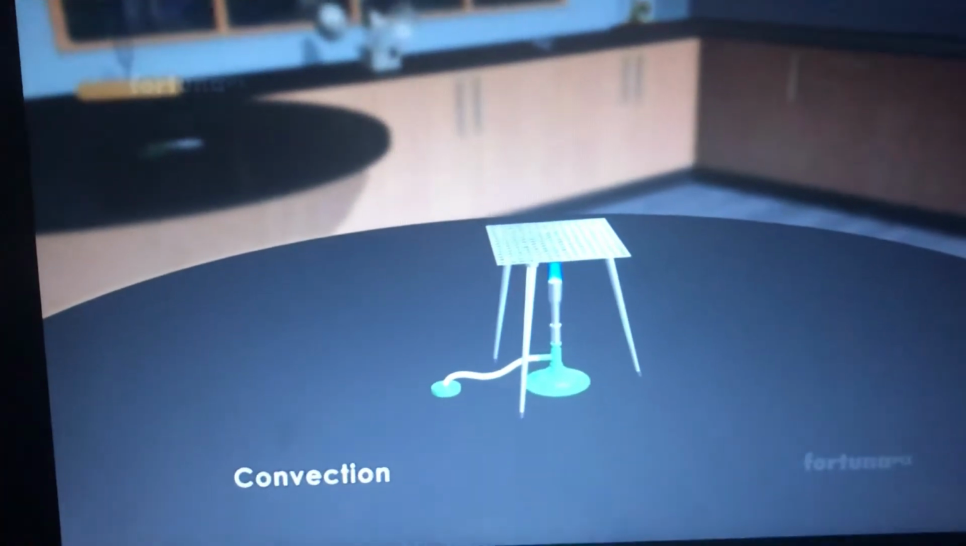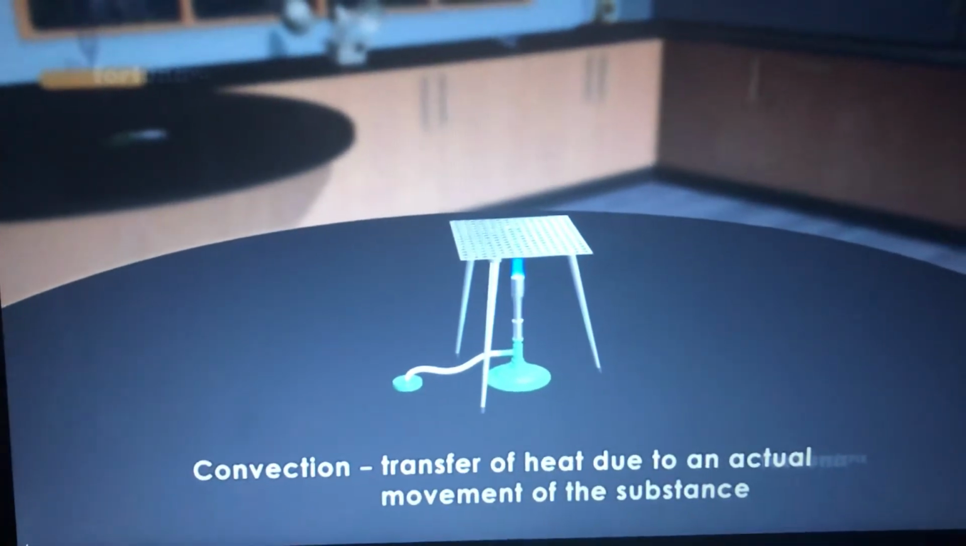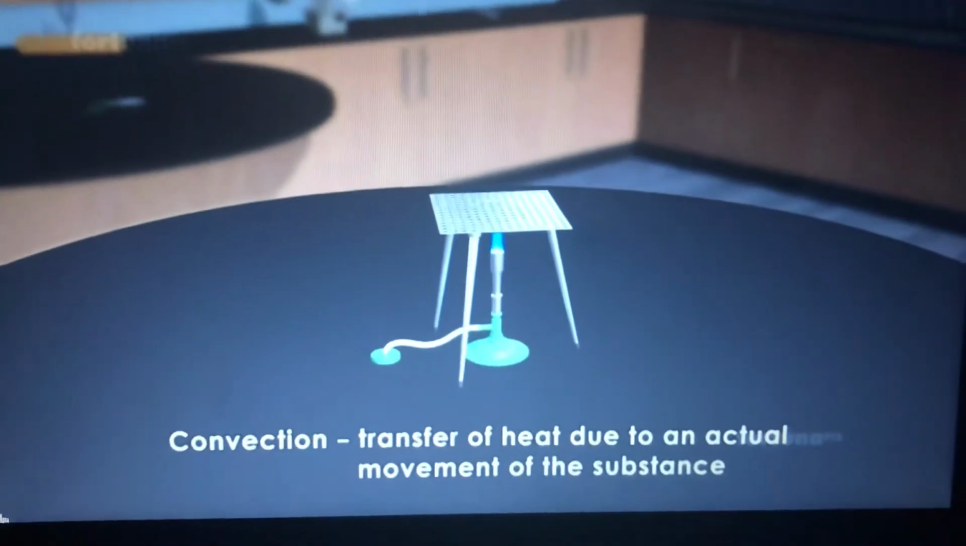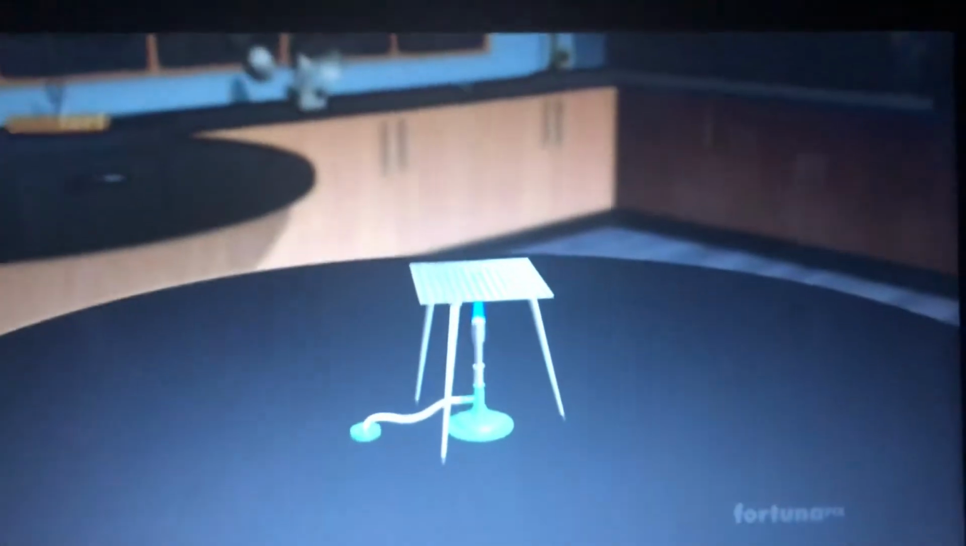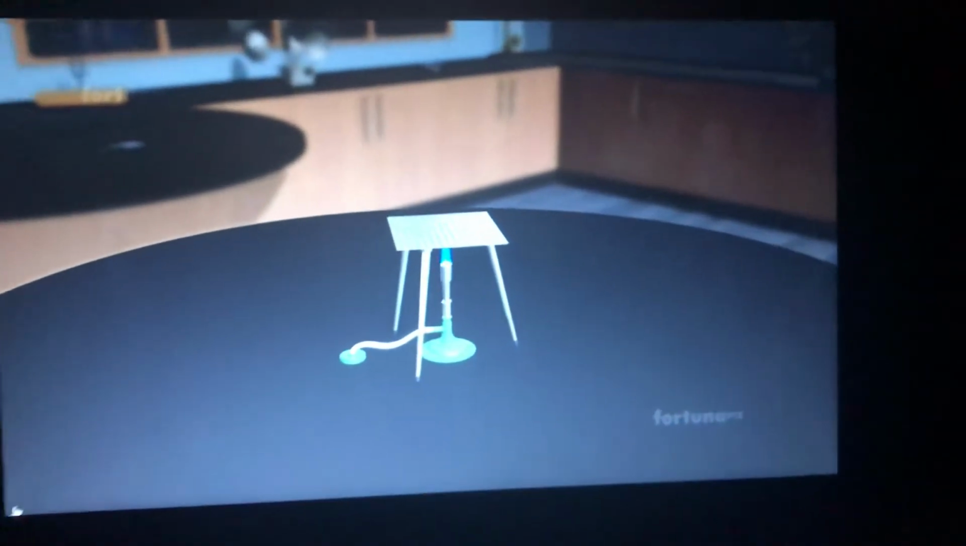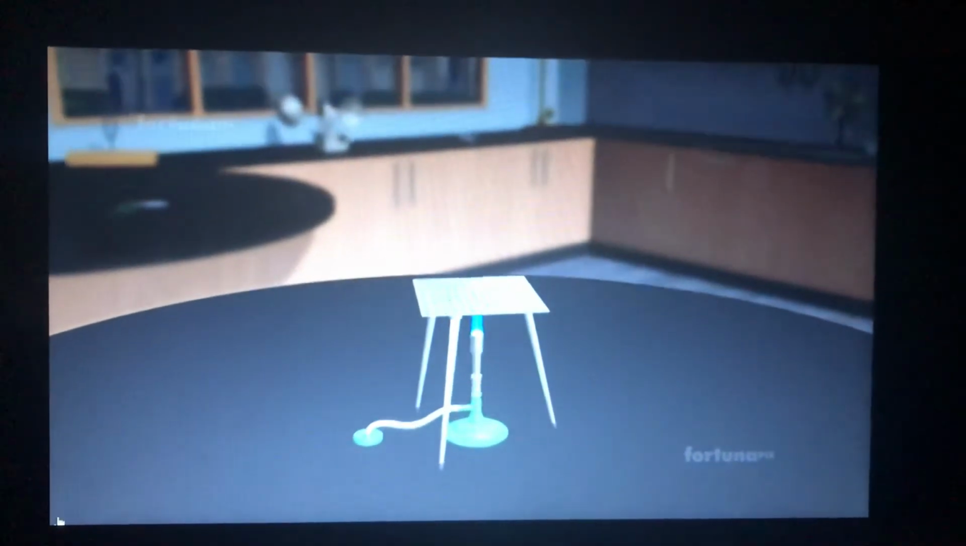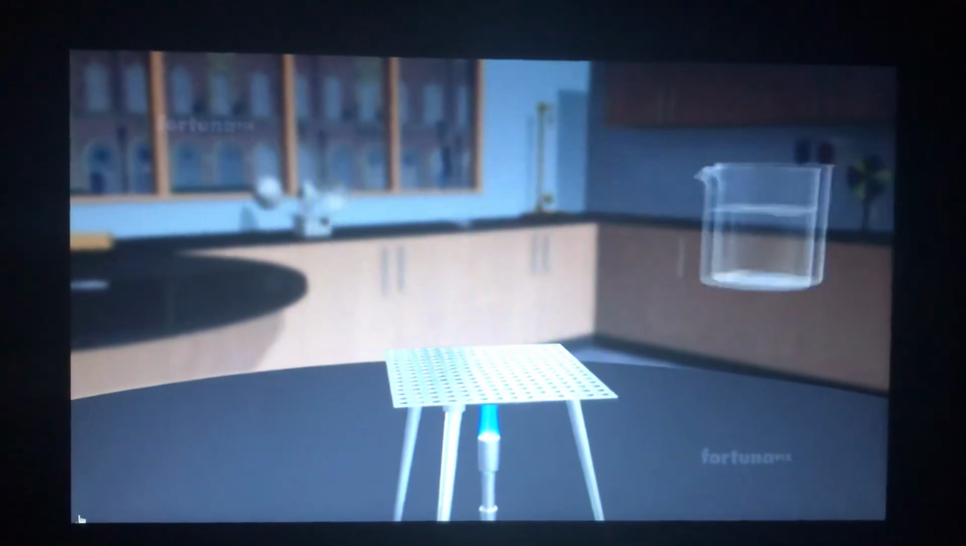Convection is a transfer of heat due to an actual movement of the substance. This process occurs in liquids and gases, but not in solids. Let's observe convection in action. Fill a beaker with water and heat it over a burner.